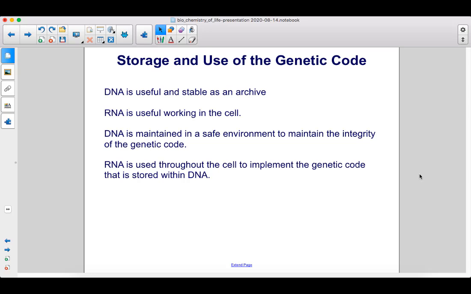DNA is maintained in a safe environment to maintain the integrity of the genetic code. RNA is used throughout the cell to implement the genetic code that is stored within DNA.